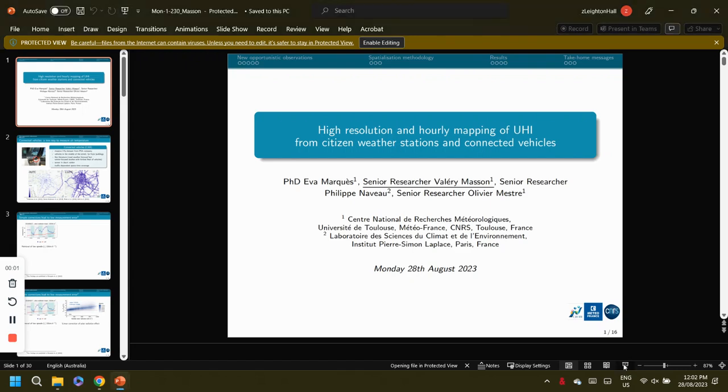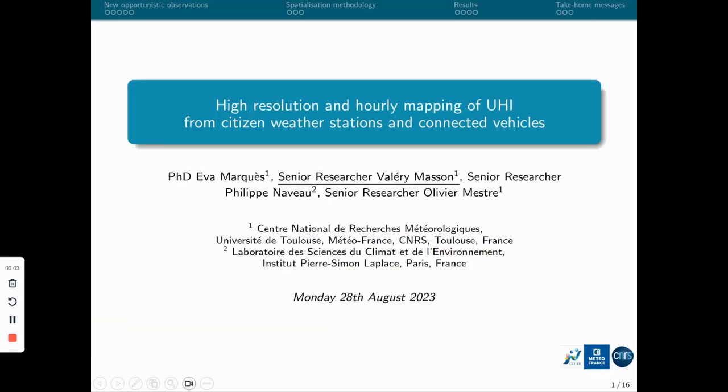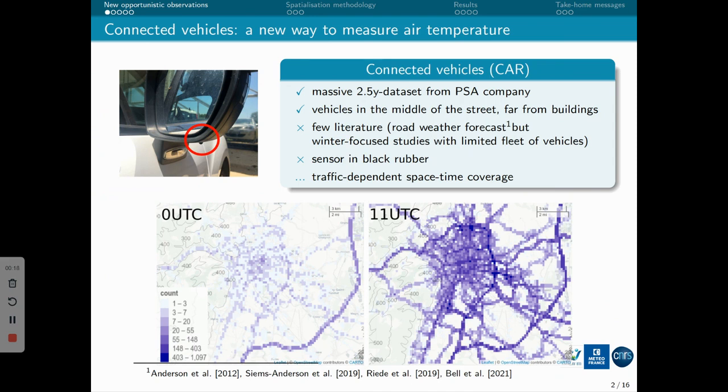Maps of urban heat islands using only crowdsourcing data. So data either from Netatmo stations, but also from cars, citizen cars. So that's a very novel thing in the community. So I will first talk about the data, and especially the cars.